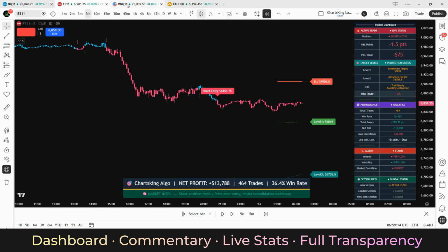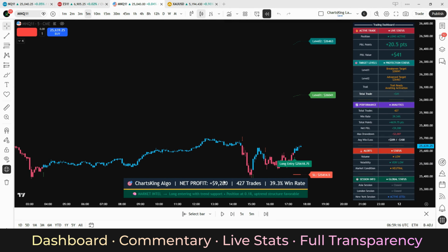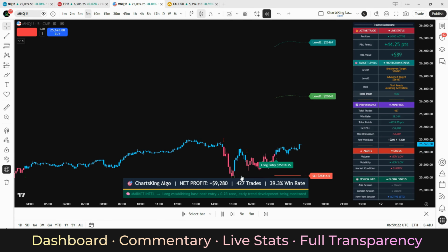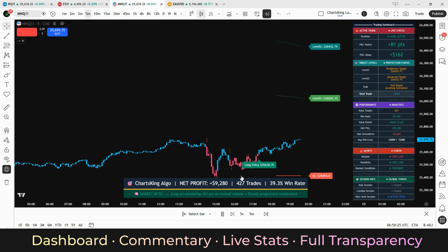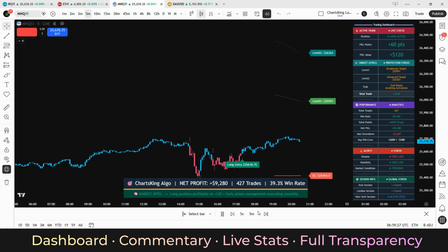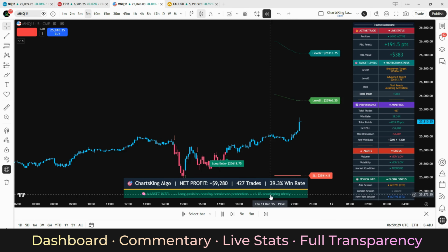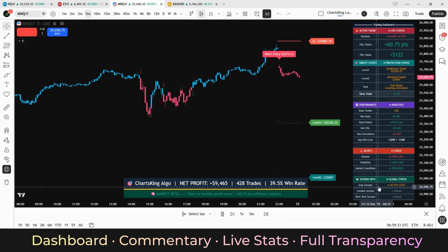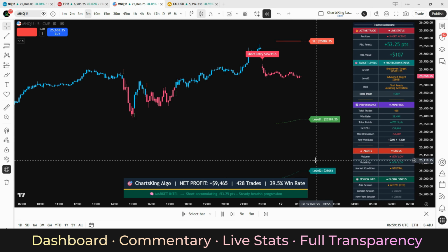So, this is a game changer because now you are not trading blind and you are not trusting someone else's edited, highlighted reel. You are trading with your own live data. ChartsKing Algo gives you live commentary. It tells you what the market regime is, whether conditions are weak or strong.